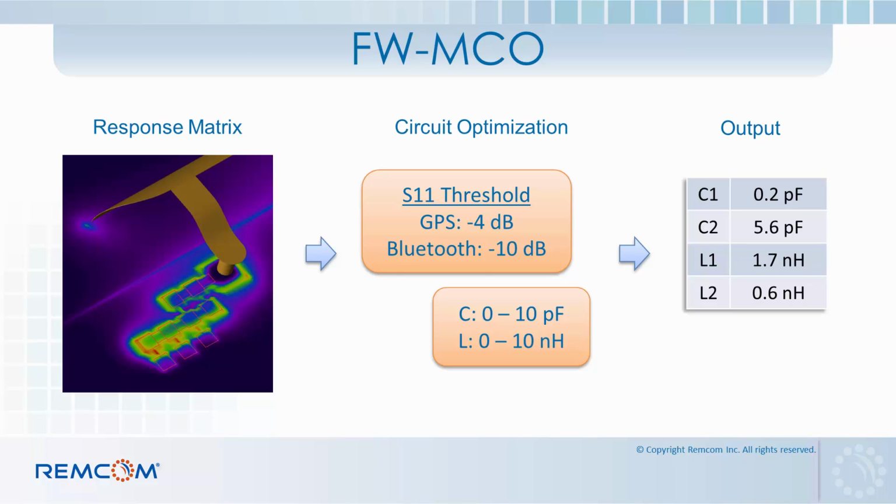And then also part of the circuit optimization is I provide the allowable circuit components. So I wanted capacitors to be chosen between 0 and 10 picofarads and inductors to be chosen between 0 and 10 nanohenries. Once we run that optimization, we figure out what is the optimal value, and that's what the output is. So the output tells us what are the values of these 4 components in order to meet the S parameter threshold that we defined.